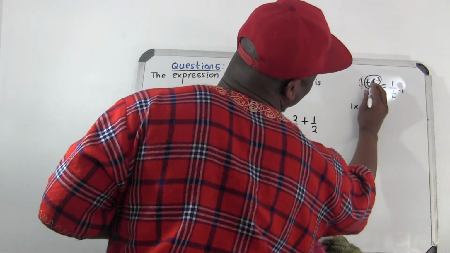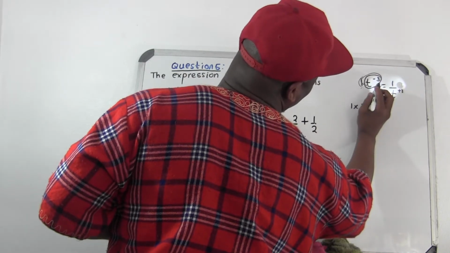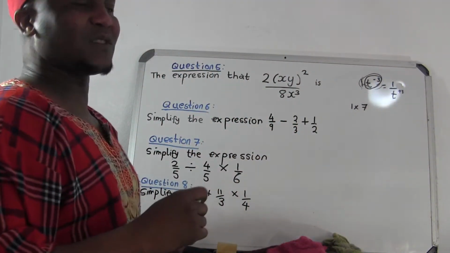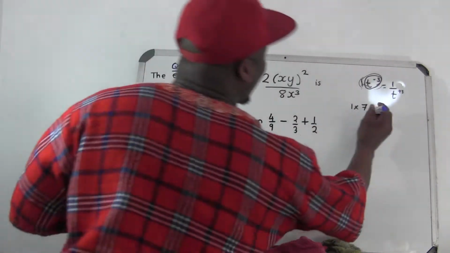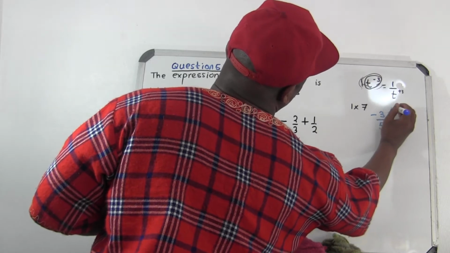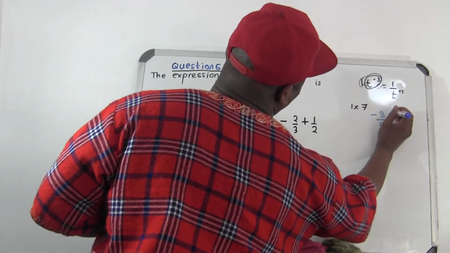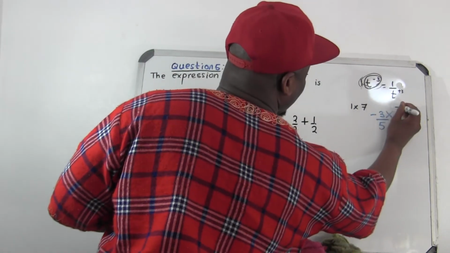The only thing you change, you change this sign. You see this negative, you write positive. Take everything to the bottom, but the only thing you change: if this is positive it becomes negative, if it's negative it becomes positive. In this case it is negative, it became positive. Okay, just one more. Let's say negative 3 over 5t, or x power negative, whatever, x power negative 2.